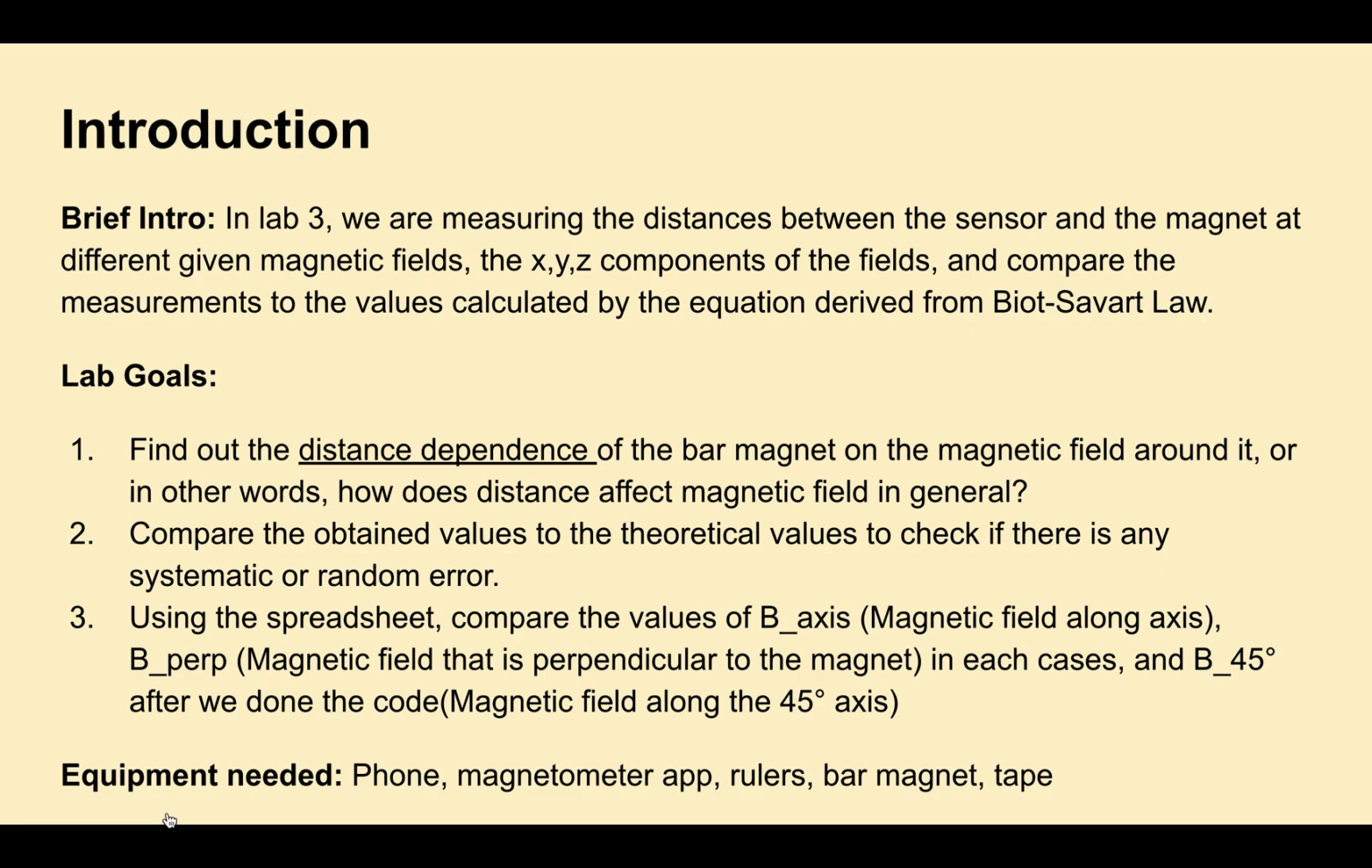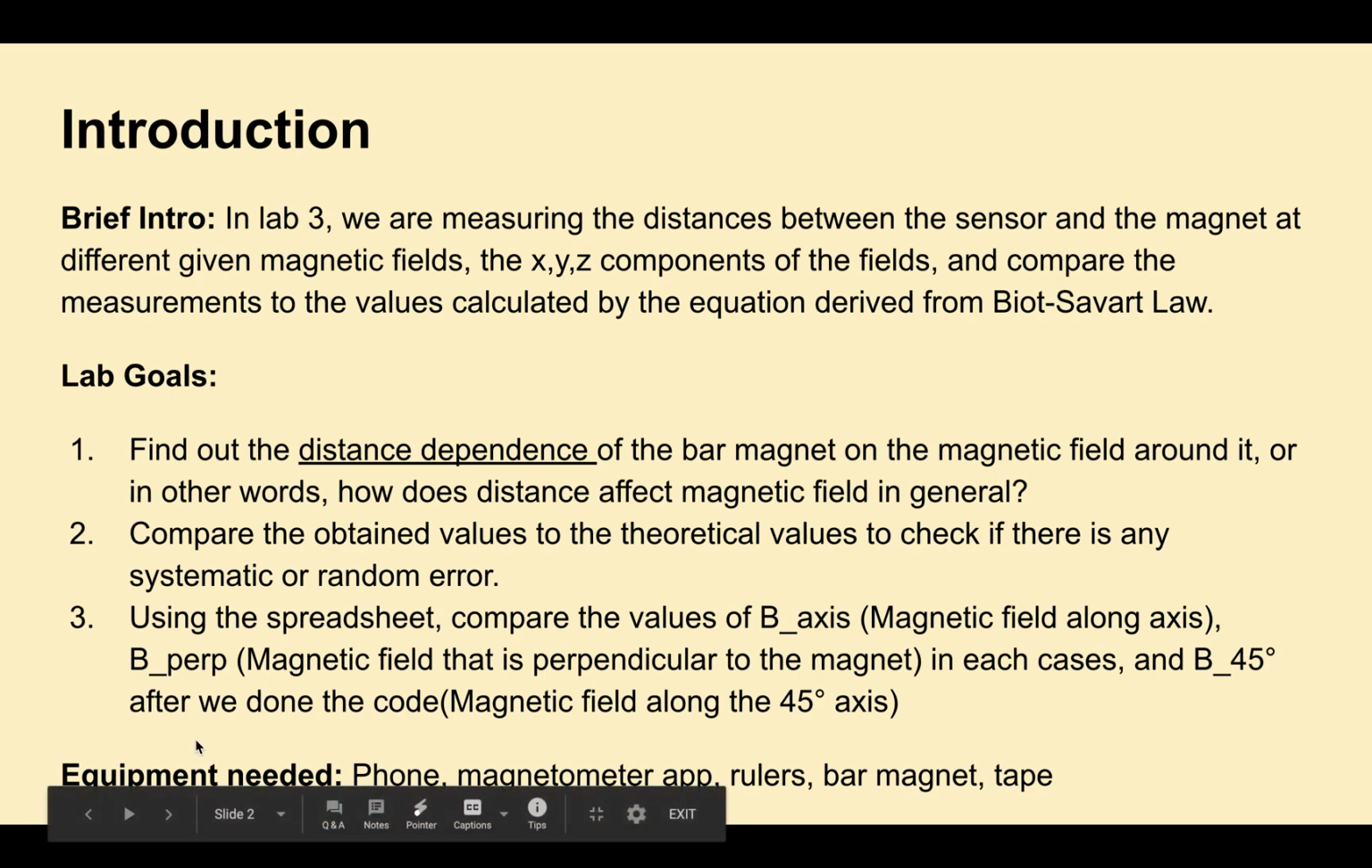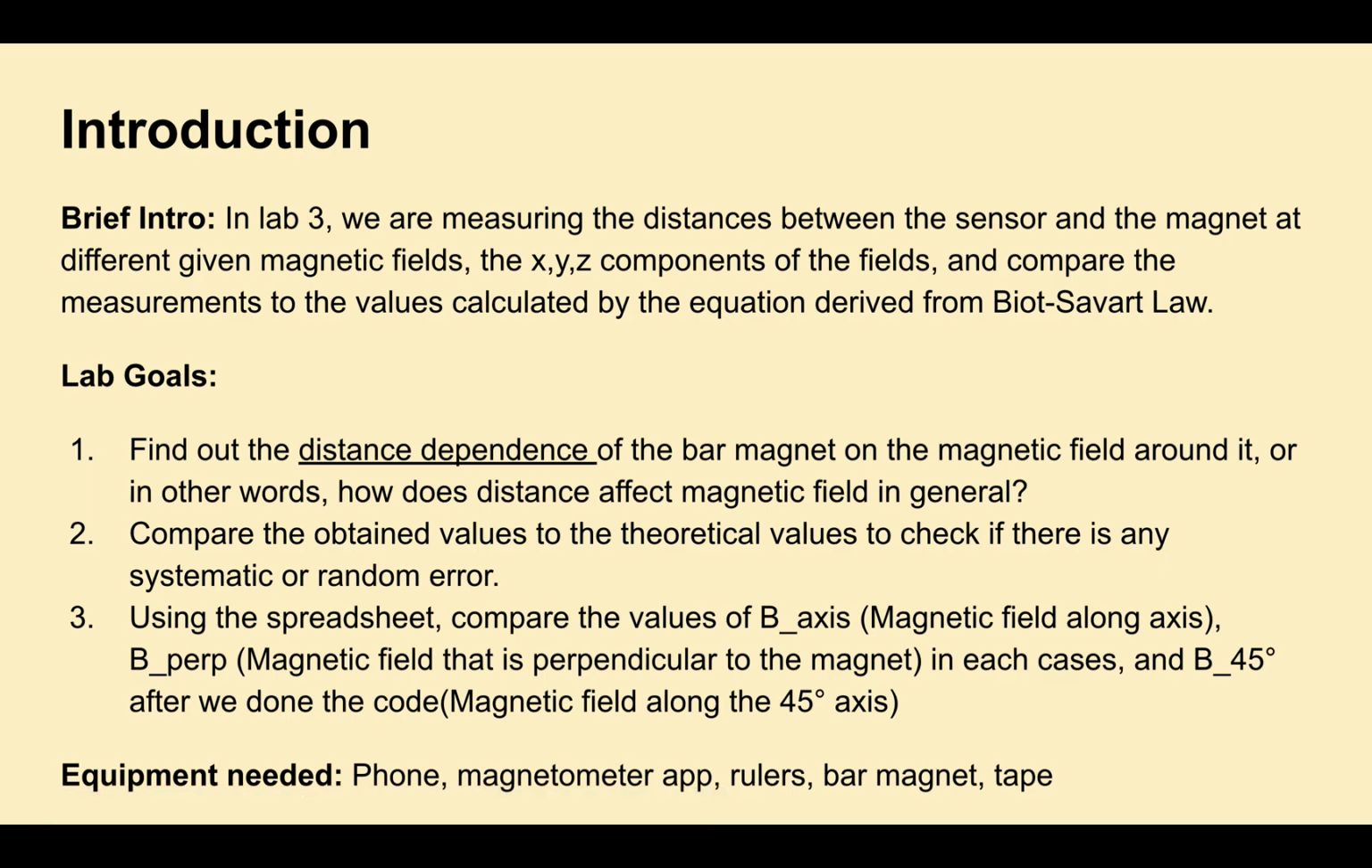Lab goals: 1. To find out the distance dependence of the bar magnet. 2. Compare the obtained values to the theoretical values to check if there's any systematic or random error. 3. Using the spreadsheet, compare the values of B-axis and B-perp in each case, and also B at 45 degrees after we've done the code.